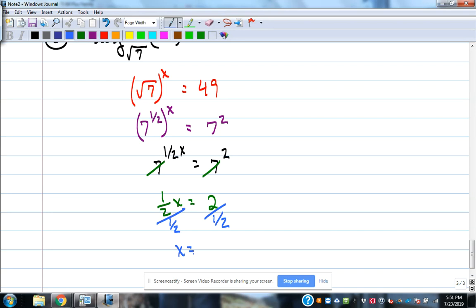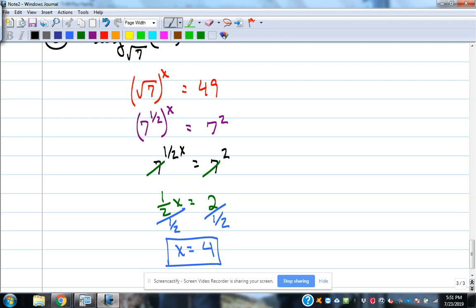How many halves are there in the number 2? There are 4 of them. 1/2 is 1, another 2 halves is 4 halves. And that's x equals 4. So taking a logarithmic statement and rewriting it as an exponential is definitely a good way to solve some of the logarithmic equations and make them a much easier problem than if we tried to solve it while it had a log in it.